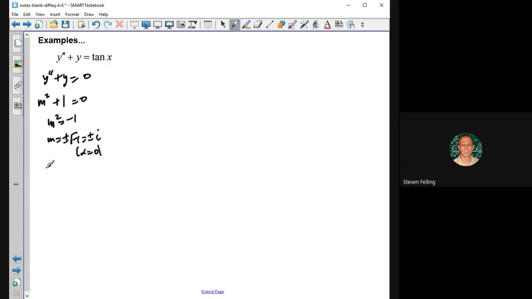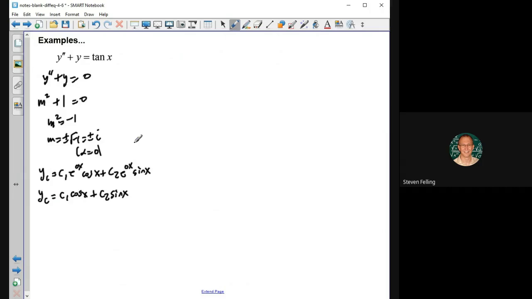And that means that the y_c is going to be some constant times e to the alpha, 0, times cosine of beta x, which is 1x, plus c2 e to the alpha x times sine of x, right? But these e to the zeros are 1, so really the y_c is C1 cosine x plus C2 sine x. Okay.